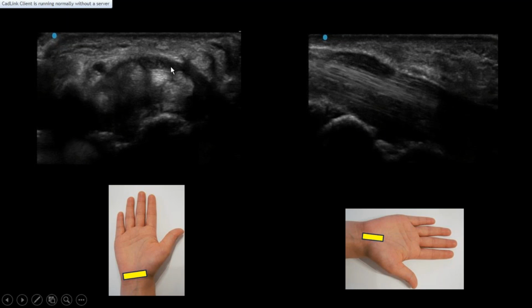This is how his nerve looked in a transverse view. So this is a hypoechoic, enlarged nerve. But look at the nerve in long axis view. There are signal changes focally at the site where he was hitting his hand with the PVC pipe, and the nerve is normal distal and proximal to it.